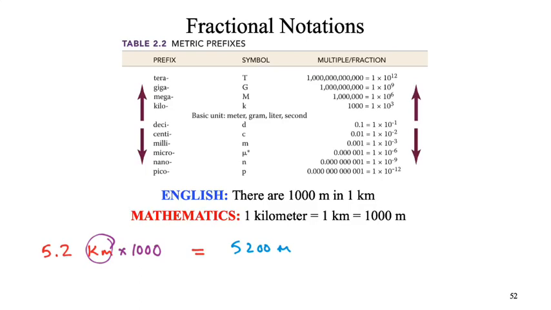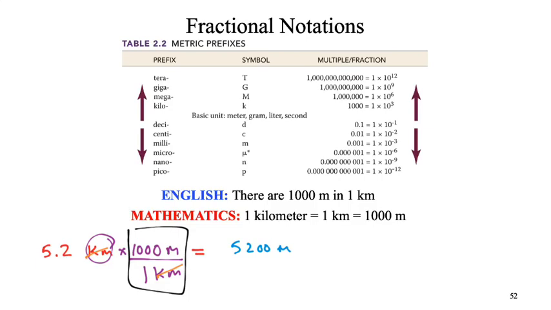Does that make sense? It looks like you're dying to tell me how to fix this. Is it where you go 5.2 km over 1, and then 1,000 meters over 1 kilometer, and then they cancel out? So now your kilometers as a unit cancels out. Back to my question, where did you get that from? The equation?